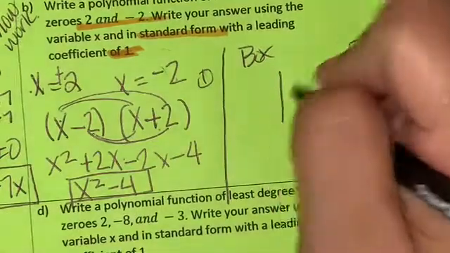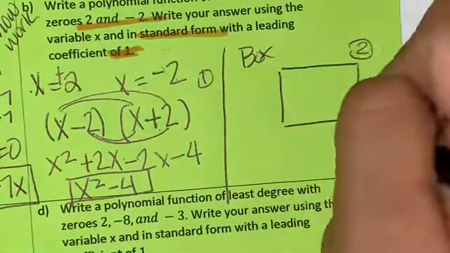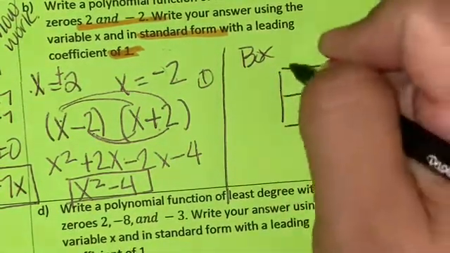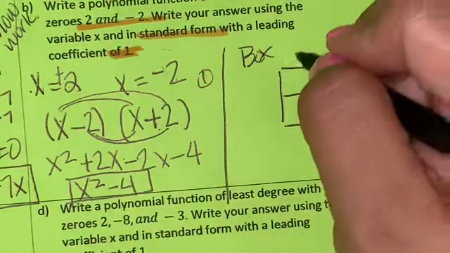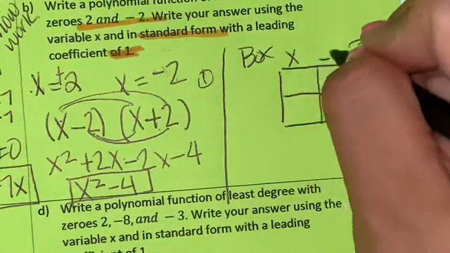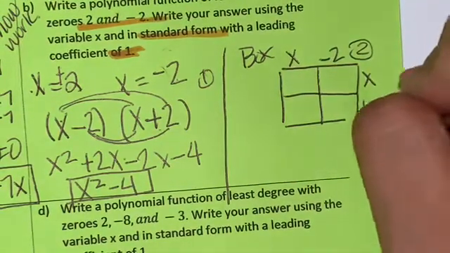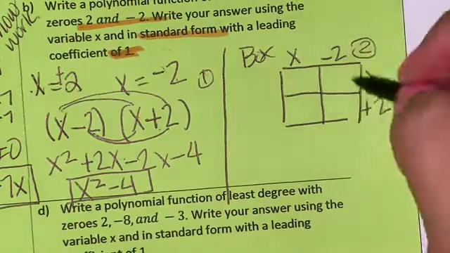I'm going to make a box. It's going to be a 2 by 2. So it's 2 by 2. And then we're going to write these linear expressions on the outside. So x minus 2, x plus 2. And the operation is multiplication.